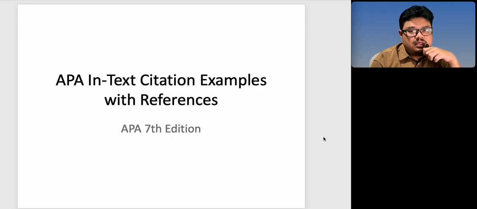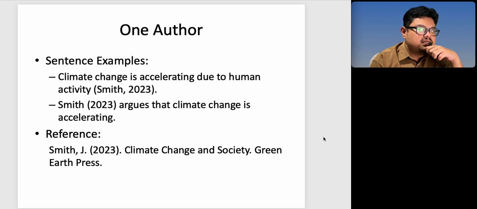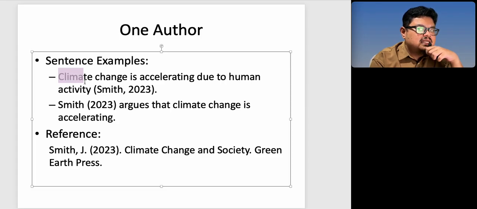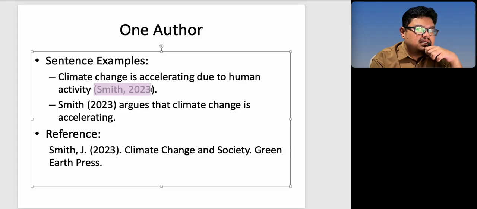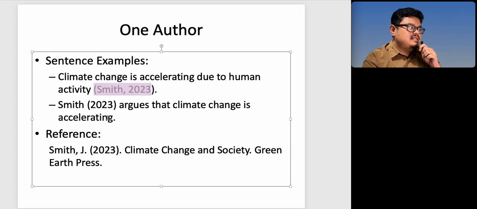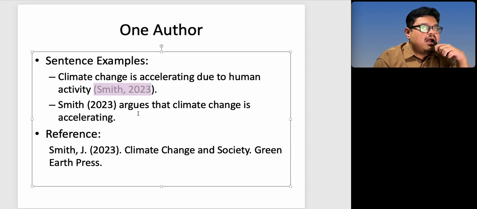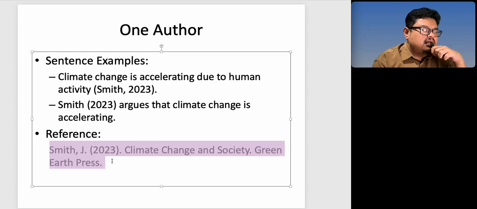All right, so this is in-text citation. Okay, so the examples are here. Climate change is accelerating due to human activity. Okay, Smith 2023, or like what I said before, you put the author as part of the sentence. Smith 2023 argues that climate change is accelerating. And for reference, this is how you write it.